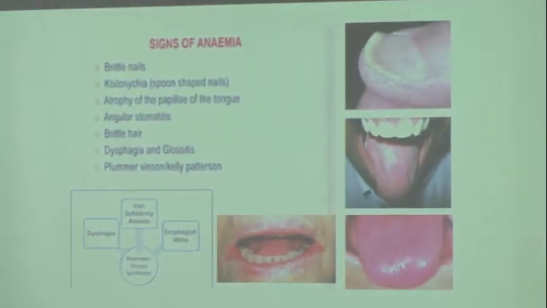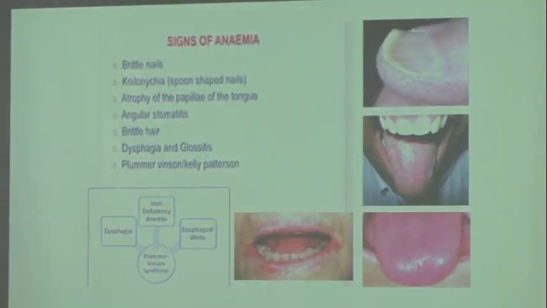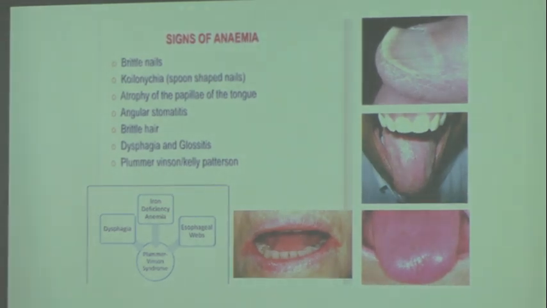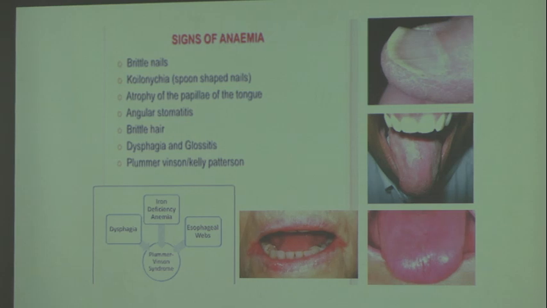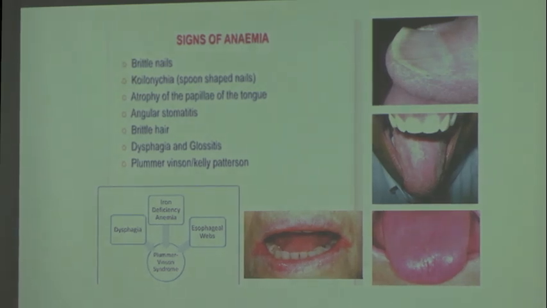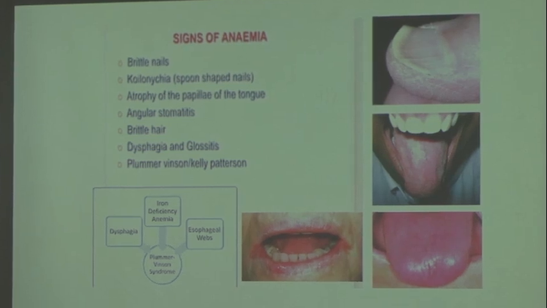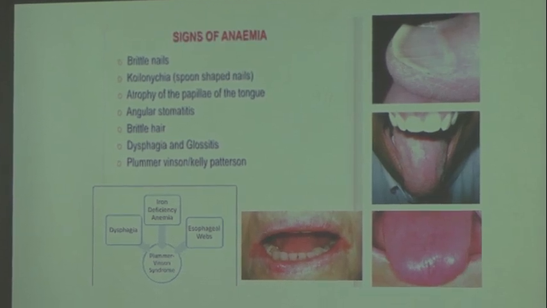Signs of iron deficiency anemia. This is called koilonychia. What is this? Our nail is normally curved like this, but in iron deficiency anemia it may be flat or curved downward, spoon shape. Those who are suffering from iron deficiency for a long time will show this.